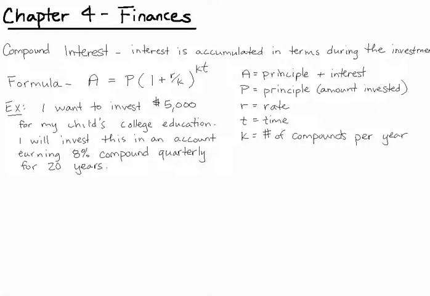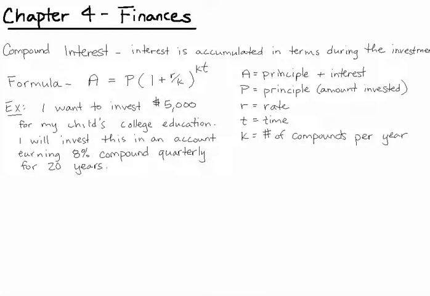We have a different formula. The formula is A equals P times (1 plus R divided by K), raised to the K times T power. Now the new variable that we're introducing is K. This is the number of compounds per year.